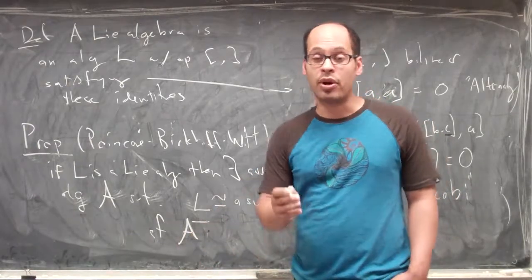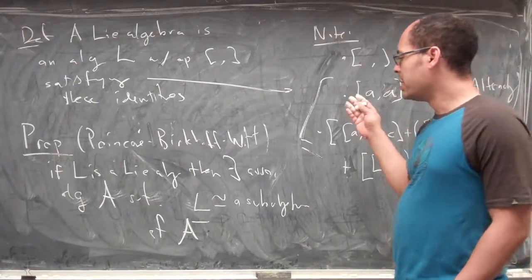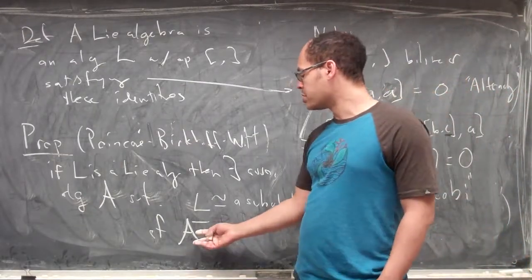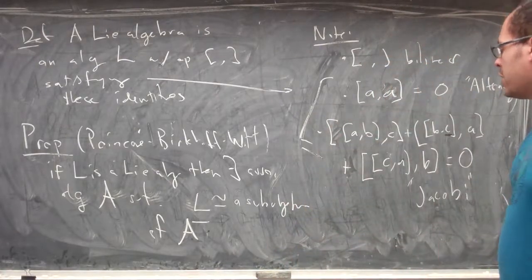So that is to say, these identities are identities that are satisfied by every algebra of this form A minus, but moreover, any algebra that has these identities comes from this construction of A minus. In other words, a subalgebra of such an A minus.